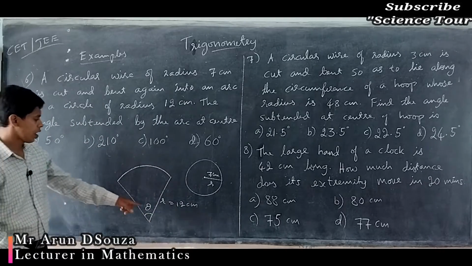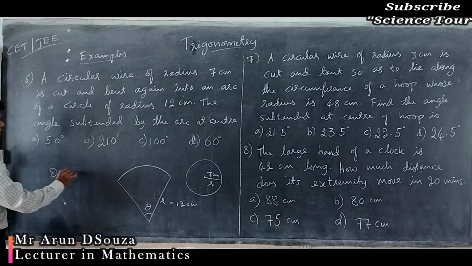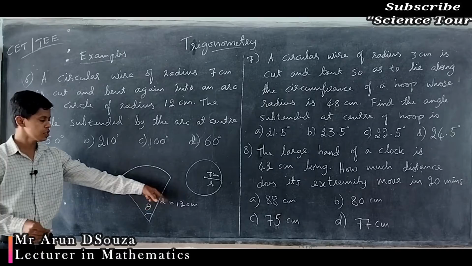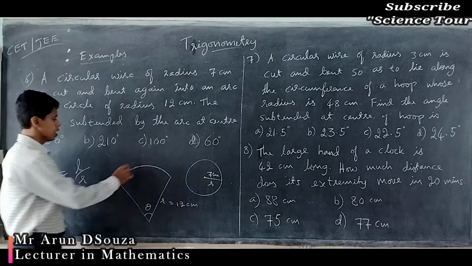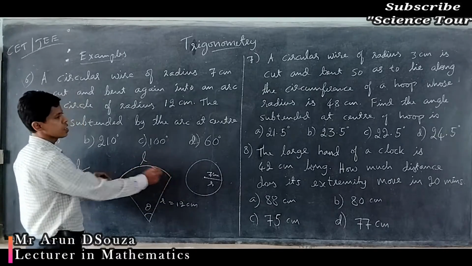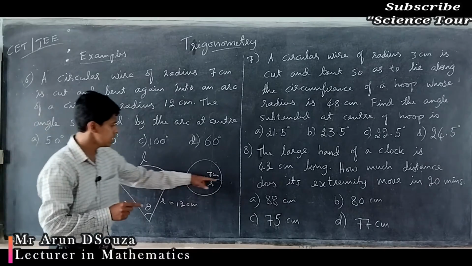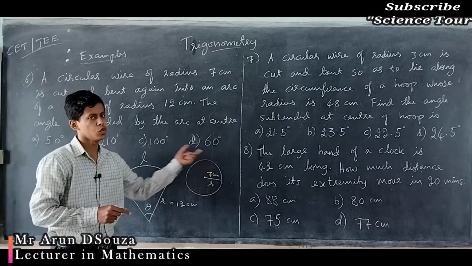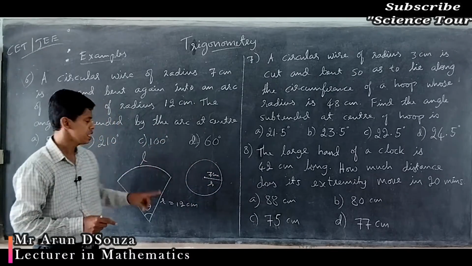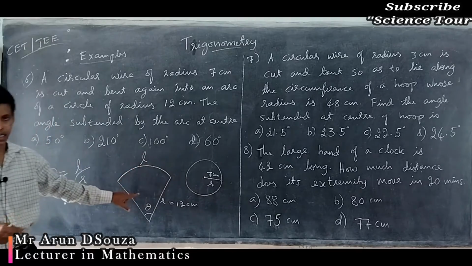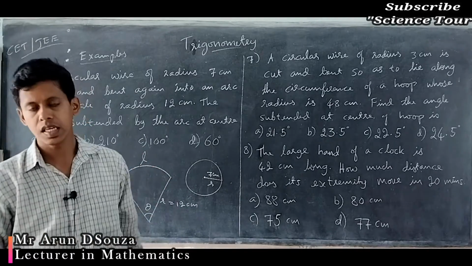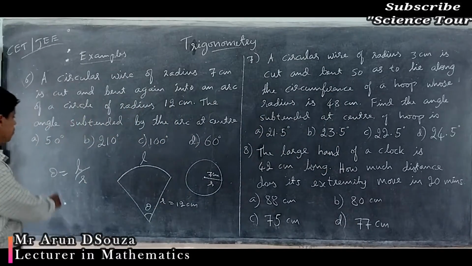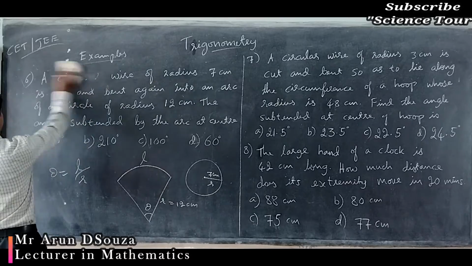Well, now to find theta, what do you need? See, theta is L by R, that means arc length by radius. Radius is 12 centimeter, fine. So what about the arc length? What is the length of the wire you have got? That is the circumference of this circle. So if you know the radius, you can find the circumference, and that is the arc length of the arc. So we will find the arc length first, that means the circumference of this circle, and then we can find theta. So let's begin.